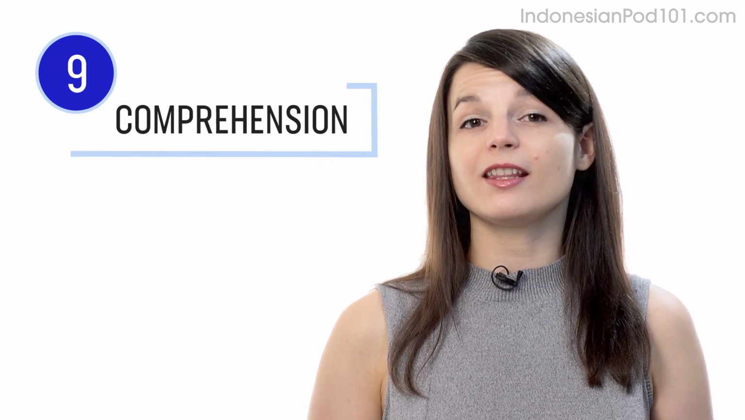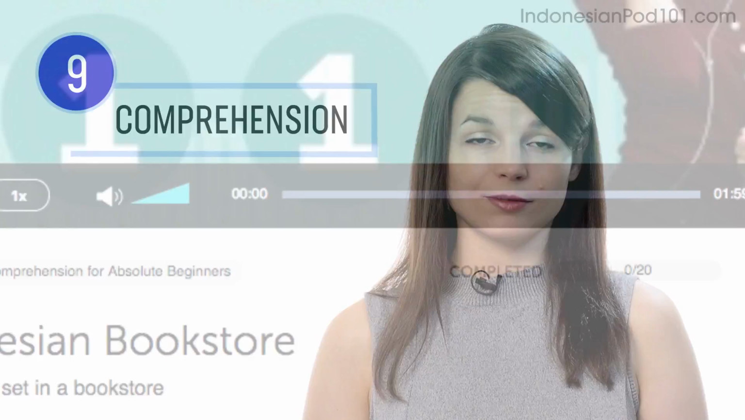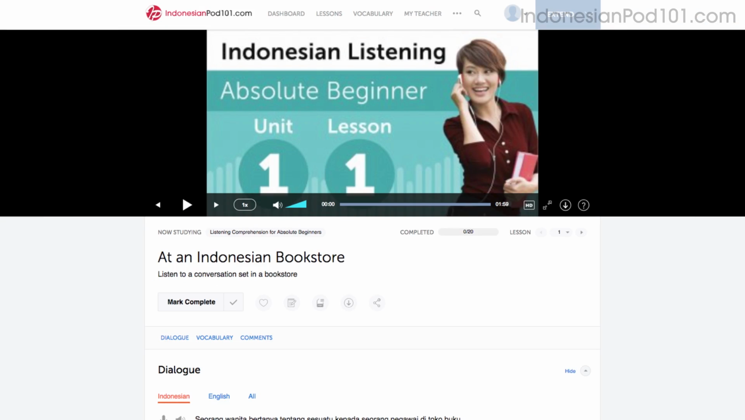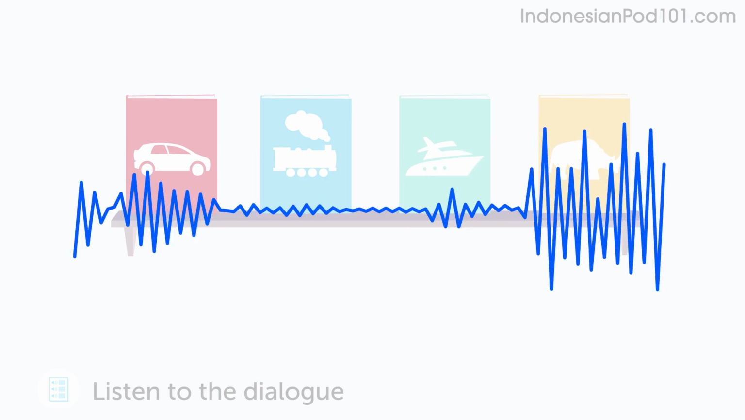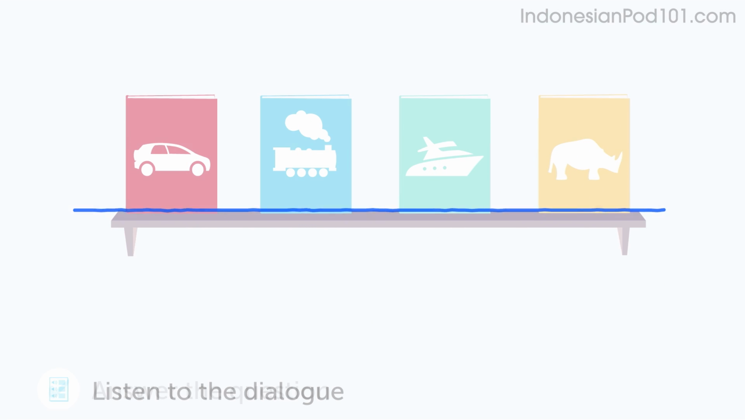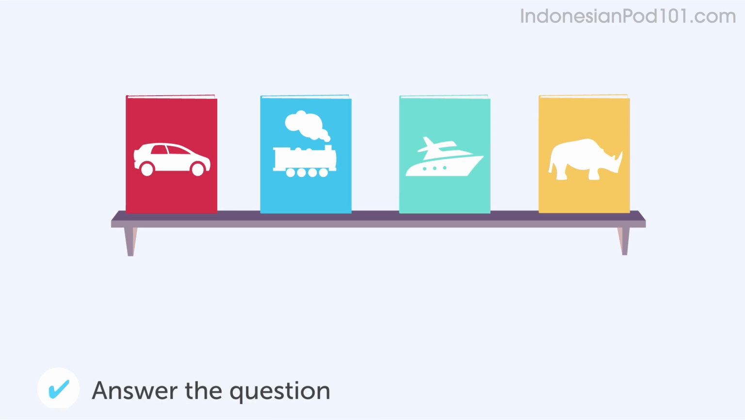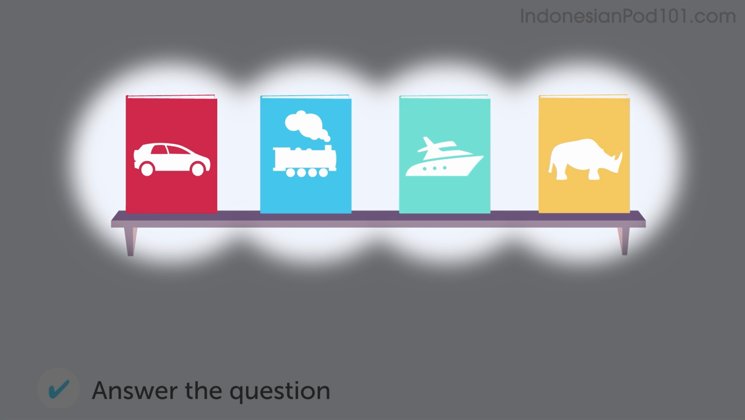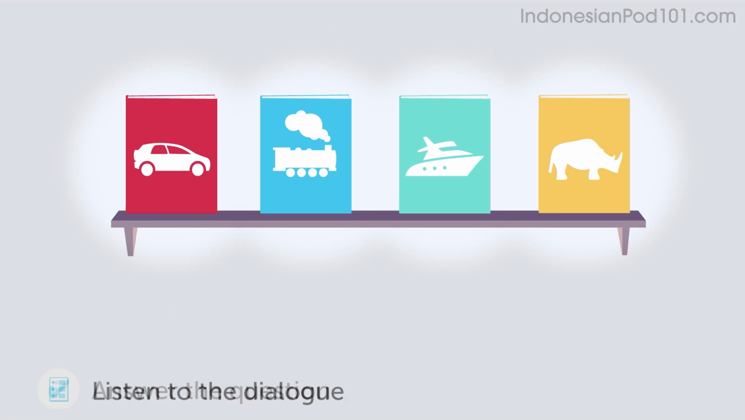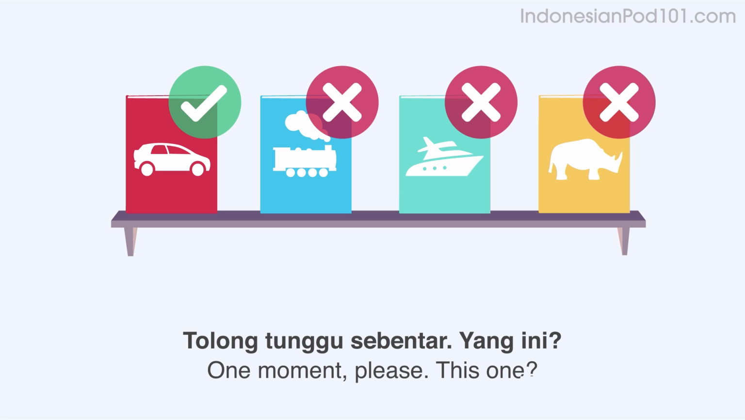Number 9, take the listening comprehension lessons. These lessons are designed to test your listening skills. You'll hear a dialogue in the target language, and based on the dialogue, you'll be asked to answer a question to check if you understood. There are no translations here, except for the subtitles. Read along with the subtitles to understand everything.